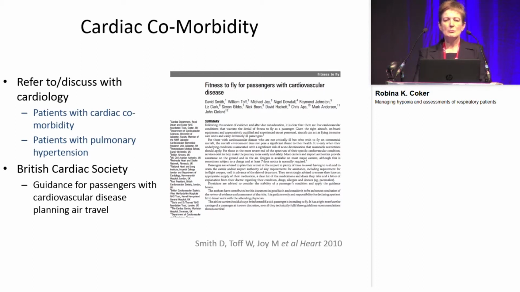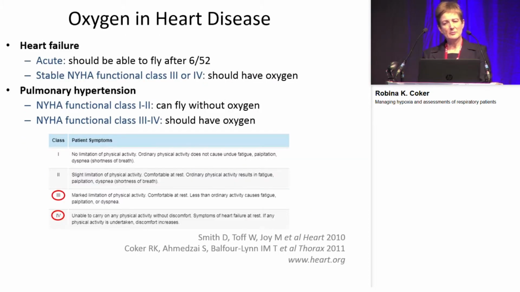But just to summarise some of the common conditions, patients with acute heart failure, once they're managed and stabilised, should normally be able to fly within 6 weeks. And if they're stable in functional class 3 or 4, they should have supplemental oxygen. And I've just summarised the NYHA functional classes for you there. The same for patients with pulmonary hypertension.